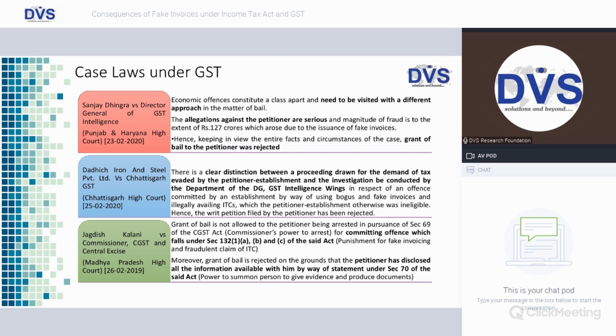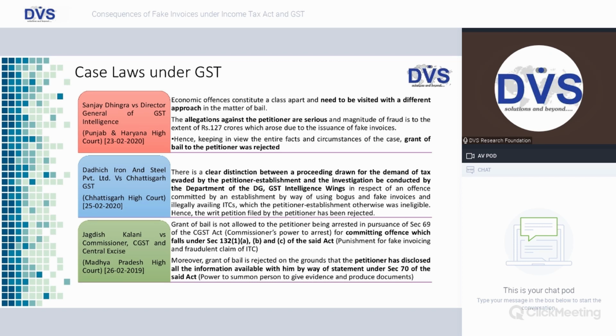Dadich IT Iron and Steel Private Limited versus State of Chhattisgarh, in the Chhattisgarh High Court, they said that there is a clear distinction between a proceeding drawn for the demand of tax evaded by the petitioner establishment and the investigation conducted by the Department of GST in respect of an offence committed by an establishment by way of using bogus and fake invoices. So this High Court made a clear demarcation between proceedings for tax evasion done by the company, and proceedings for using bogus and fake invoices and illegally availing ITC.